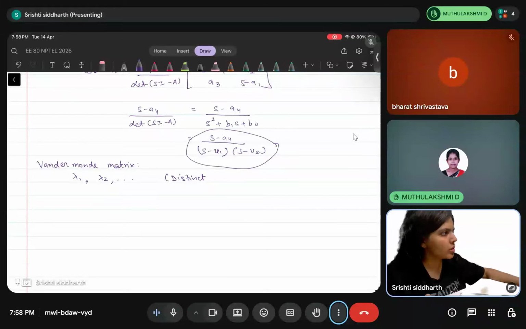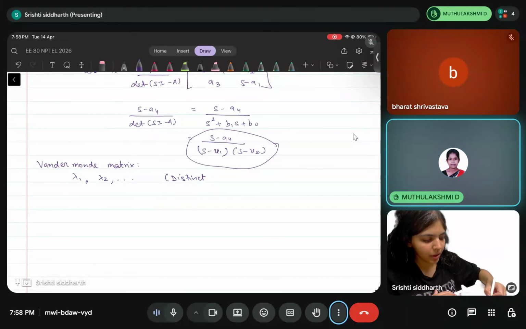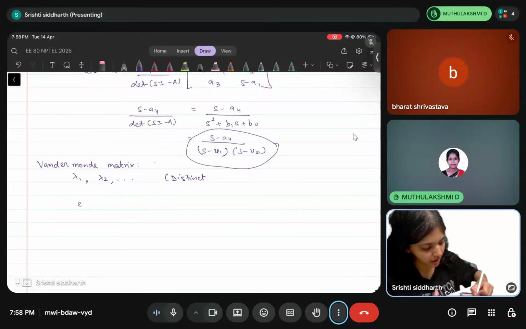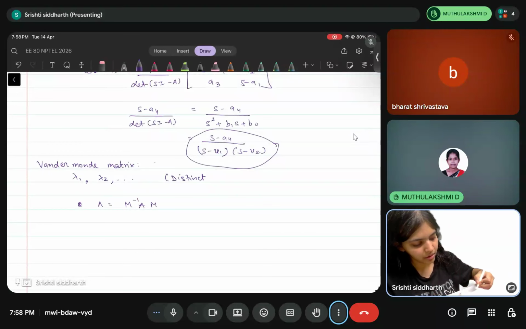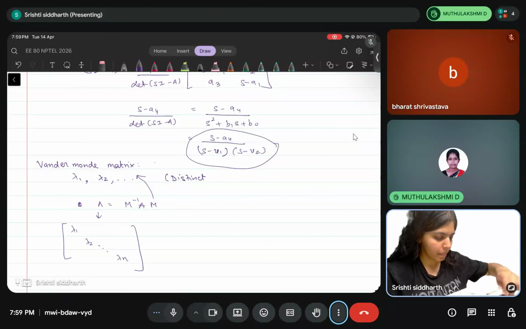I did the question for distinct eigenvalues. When you have distinct eigenvalues, you can form that whole matrix. This would be the modal matrix, and you can use it to diagonalize the system. The diagonal matrix lambda would be M inverse A M, with lambda one, lambda two, till lambda n, and this M matrix is the modal matrix.